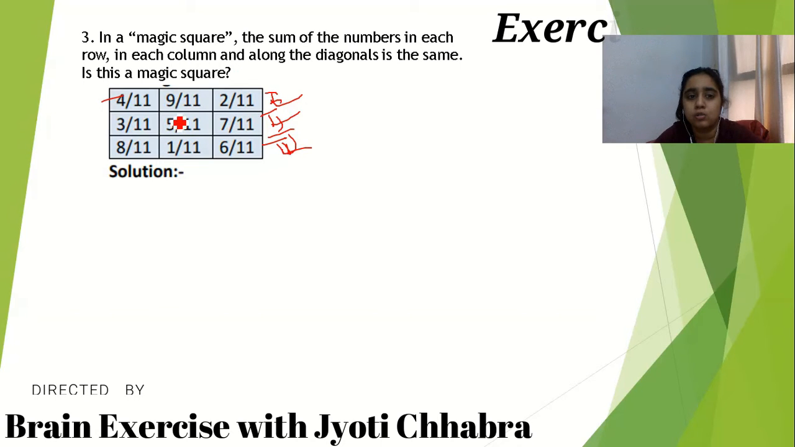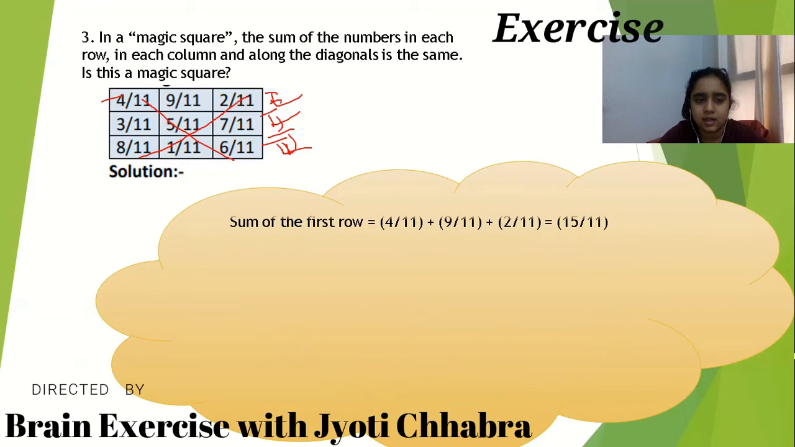We will also add its diagonals. It is a diagonal. The corners of the square form the diagonals. When we will add this line, that is 4 upon 11, 5 upon 11 and 6 upon 11, it is called a diagonal. So let's start this question.